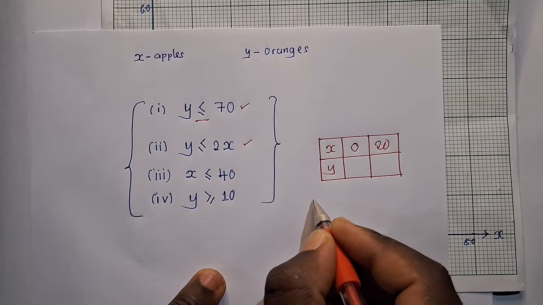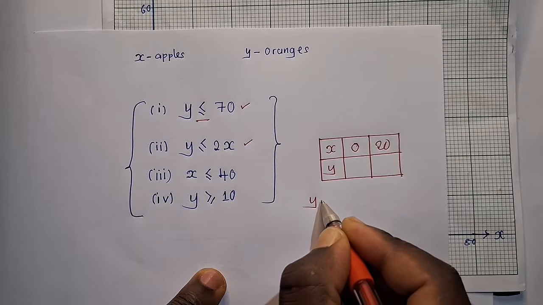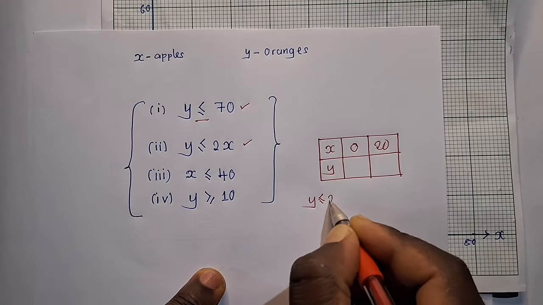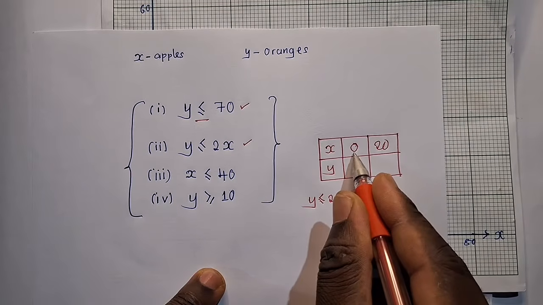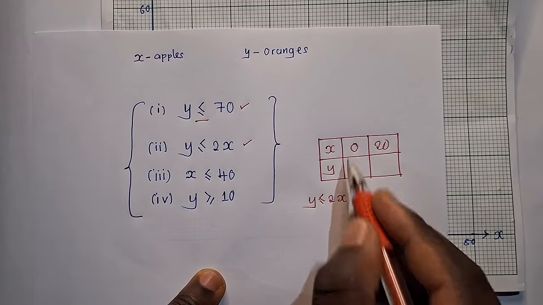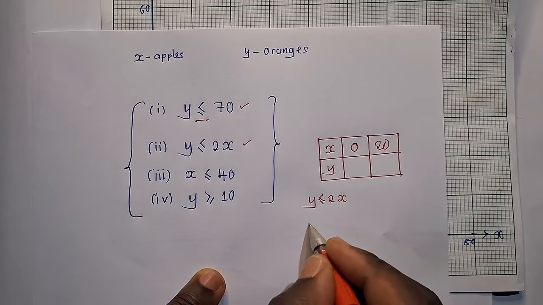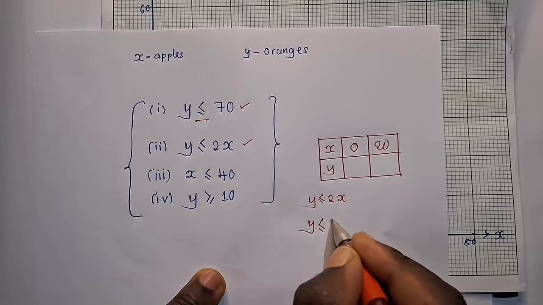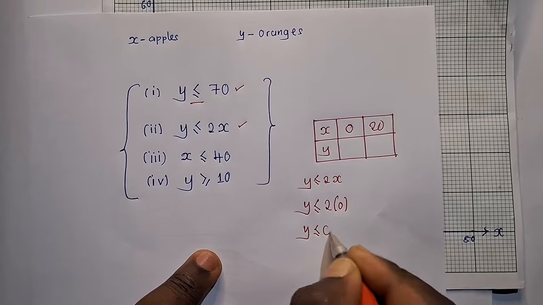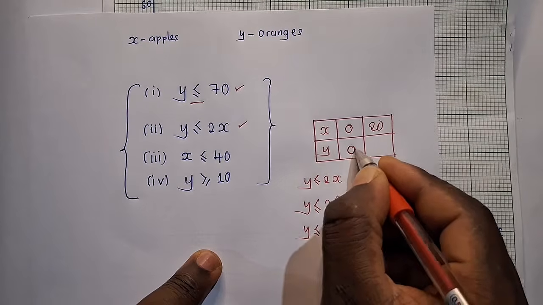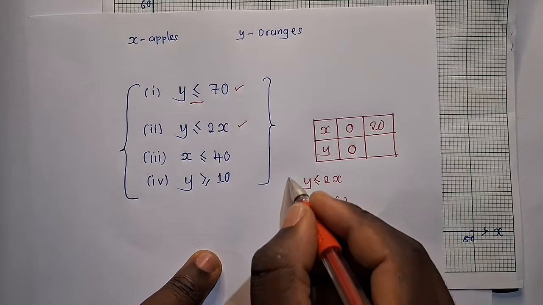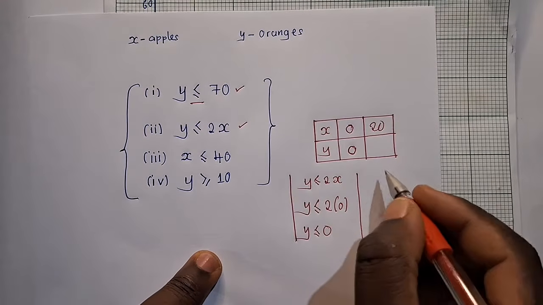You're going to say, what is y when x is equal to 0? So you just get your inequality, you write it, but where there is x, here you write a 0. So this is y is less or equal to 2 times 0. When you work it out, it will just be a 0, meaning y is a 0. When x is equal to 0, y is also a 0. Okay? We'll come to the next one.